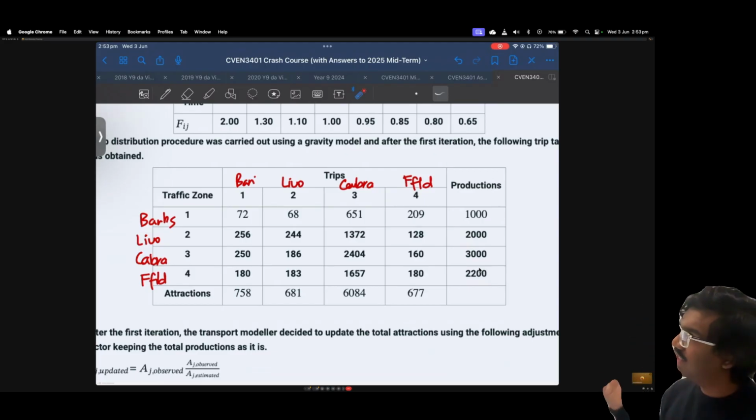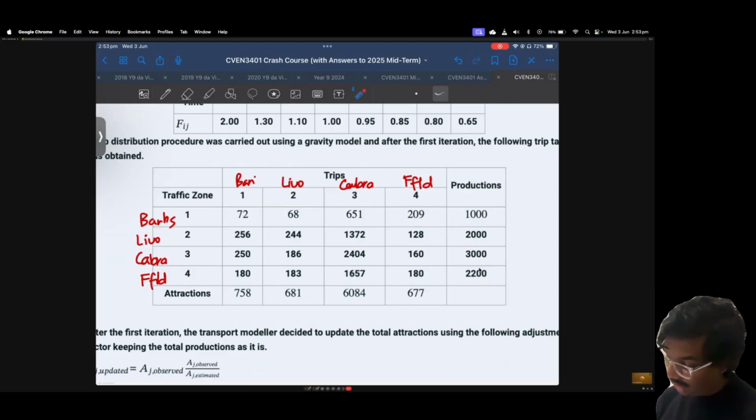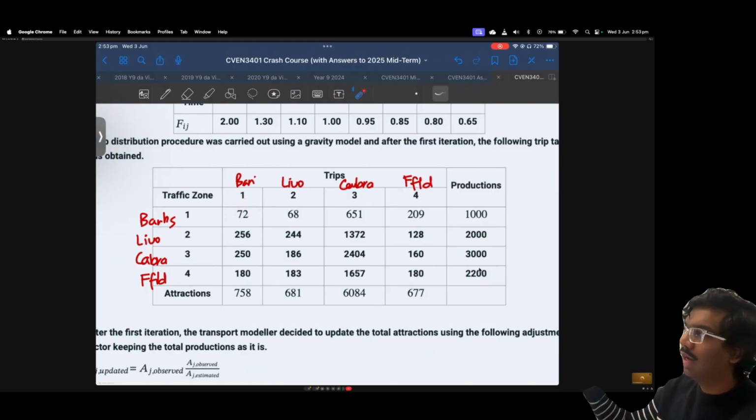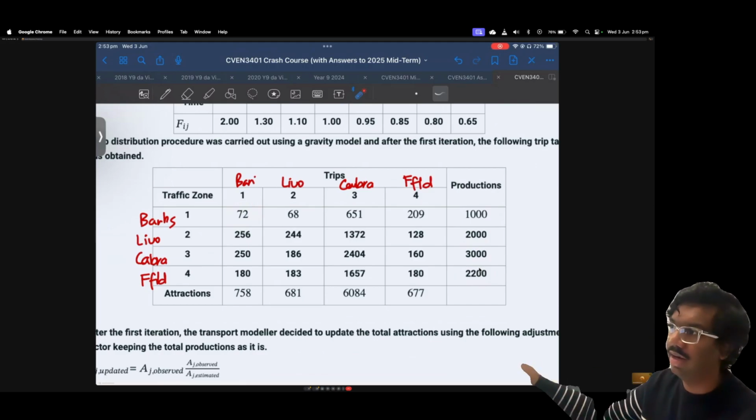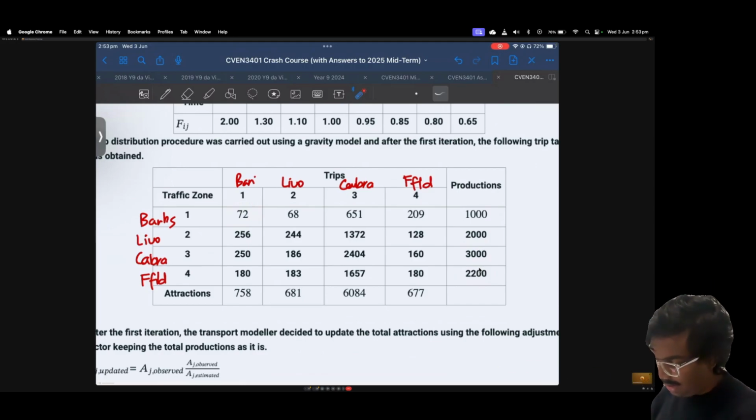Okay, using these equations, we calculate that 72 people are staying within Bankstown. Because you could work in Bankstown, right? You could leave your home in Bankstown and then go to another part of Bankstown. Okay? 68 people are going from Bankstown and working in Liverpool. 651 are leaving Bankstown and working in Cabramatta. 209 are leaving Bankstown and working in Fairfield. Okay? And then it's the same here.